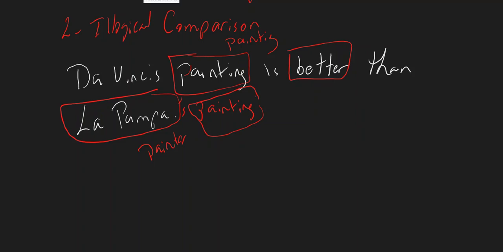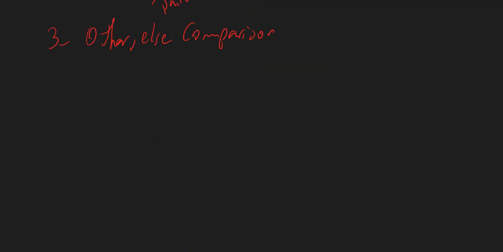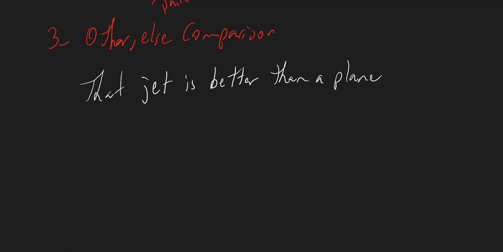We're going to move on to the third type of comparison error, which is the sameness comparison, or some call this other or else comparison. So if I say that jet is better than a plane, in this sentence I'm creating an error because I'm comparing a jet, which is one type of plane, with a plane. In this case I'm comparing it to itself, which is a comparison error. To solve this problem, I need to compare this jet with any other jet which is not the same plane.